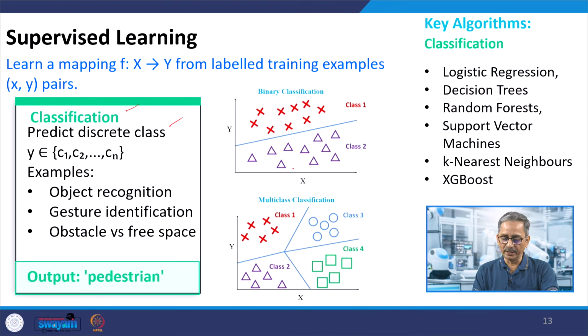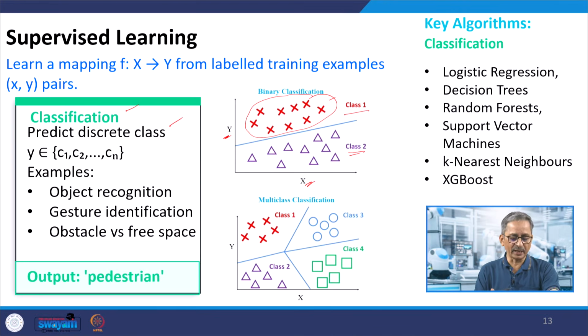For example, say for a certain x and certain y we have the data given like this, some red marks and some triangle marks. So, I can classify that this is one class and this belongs to the other class. This is for binary classification, say 1 and 0, alright. But we could have multi-class classification also, alright. In multi-class classification we may have more than two classes.